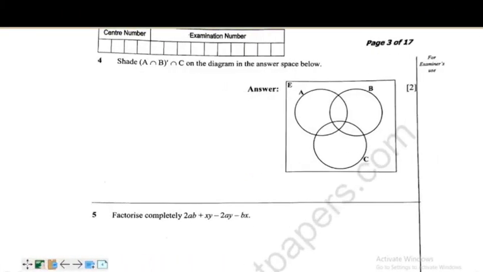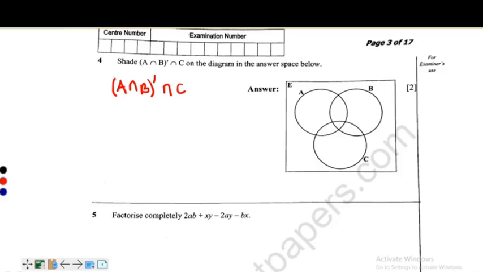We are now on question 4. Shade A intersection B in brackets complement intersection C. So they want us to shade this. So what you need to do is, I'll show you the simplest way you can use to identify the area that you are going to shade.